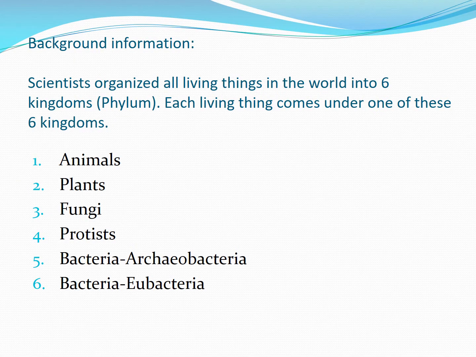We're going to be studying invertebrates, which are found in the kingdom animals. But scientists organized all living things in the world into 6 major kingdoms, and I've listed those here. The first one is animals, which are either invertebrates or vertebrates. Then we have the plant kingdom. The third kingdom is the fungi kingdom. This kingdom includes all of your mushrooms, anything basically that is not capable of photosynthesis. These are your decomposers. This is that group.